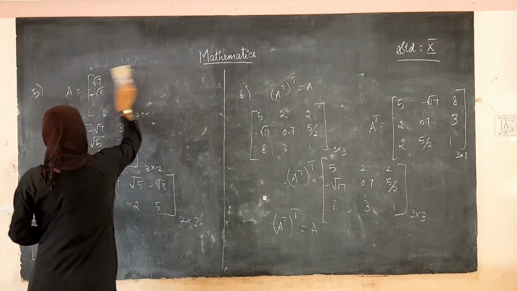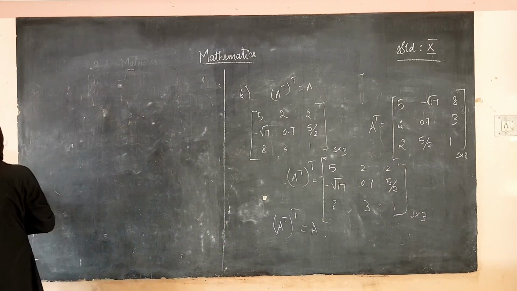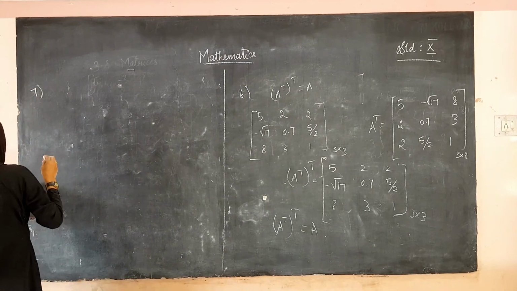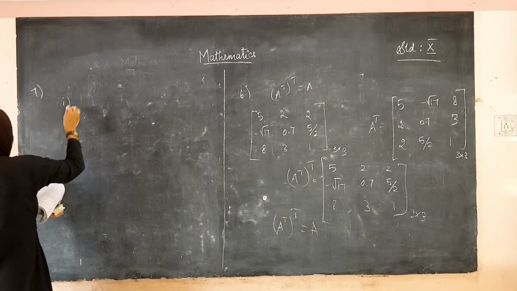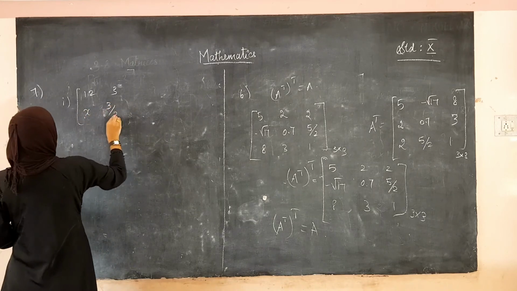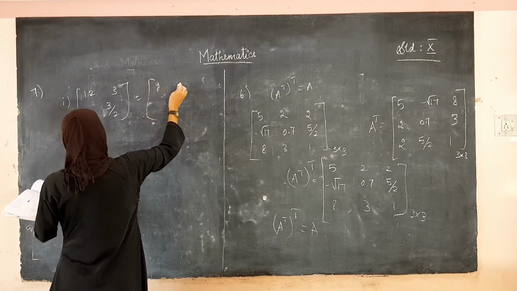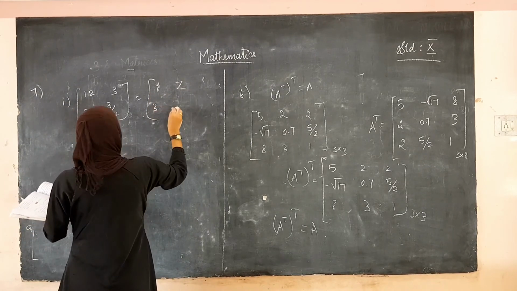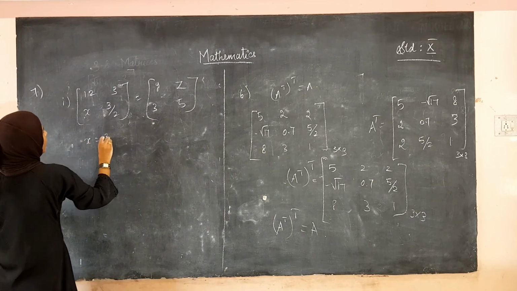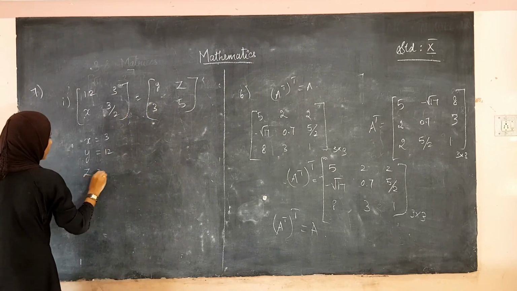Okay. Now the seventh sum. We have to find the values of x, y and z. See the first one: 12, 3, x, 3 divided by 2 is equal to, this is also a 2 cross 2 matrix, the given matrix is also 2 cross 2: y, z, 3, 5. From this we can directly write the value of x is 3 and the value of y is 12 and the value of z is 3.